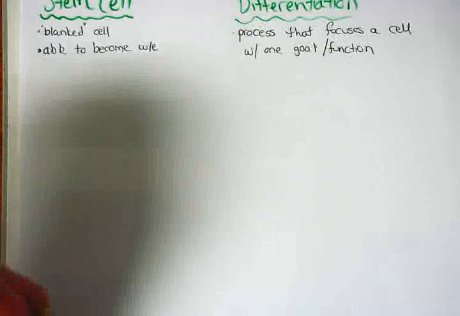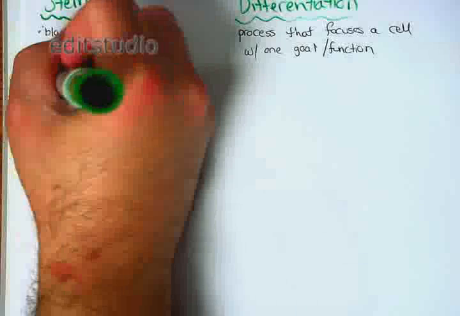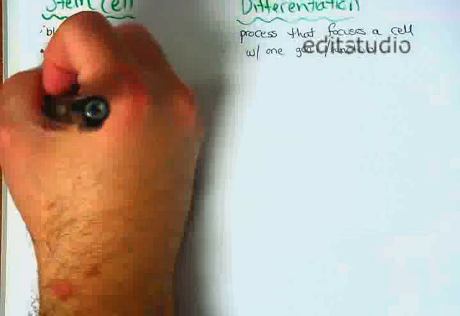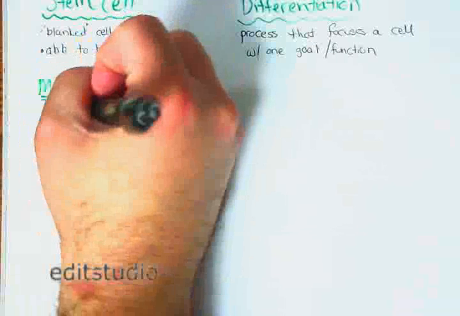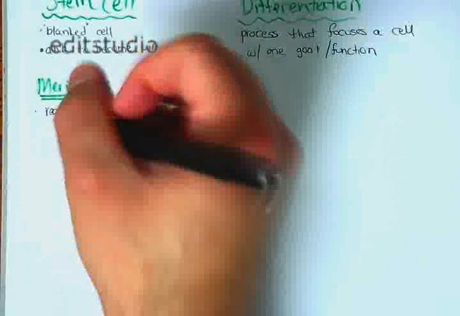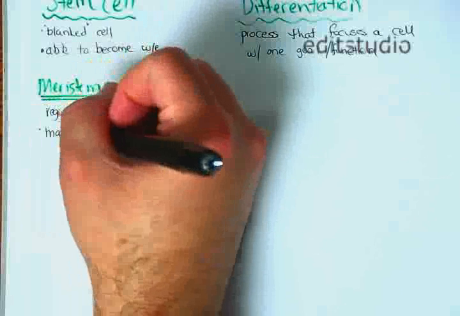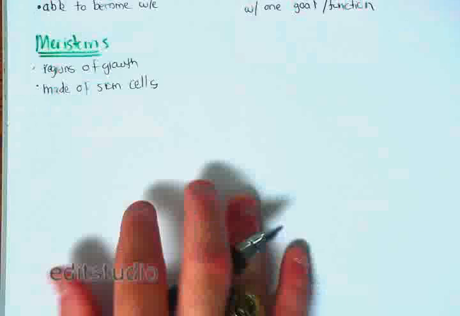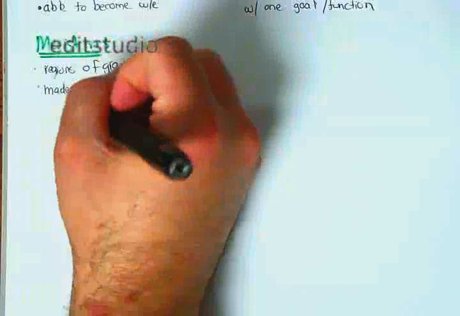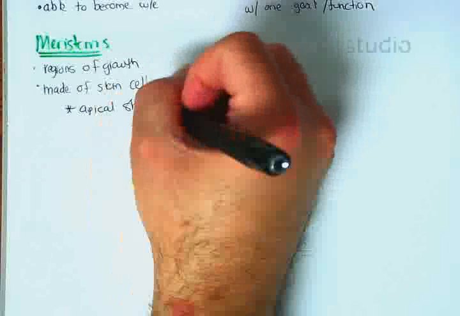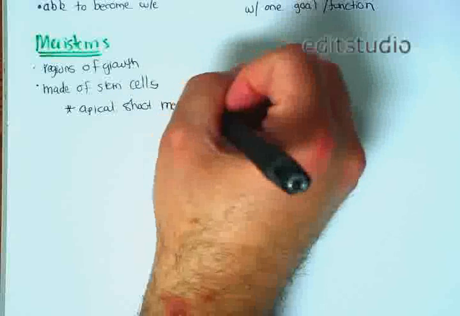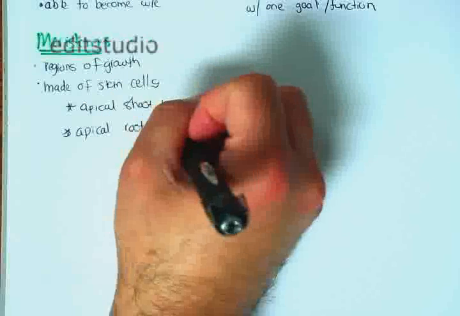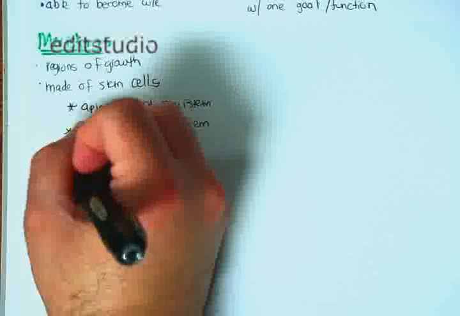Or their plant body. So they have meristems, which is going to be a region of growth. And obviously it's made of stem cells. Now if you look at some different types of these, there would be an apical shoot meristem, or maybe an apical root meristem, or maybe a lateral meristem.